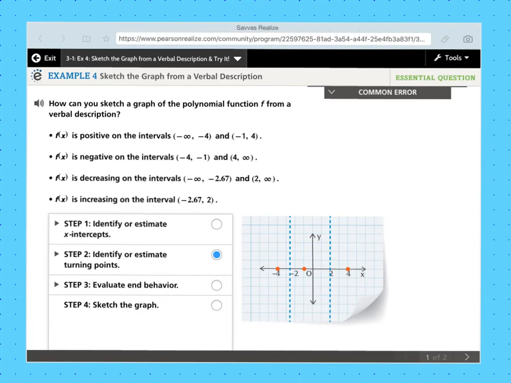So now let's look at the end behavior. Now it's telling me that when x is less than negative 2.67, the function f of x is decreasing, which means over here, as x goes towards negative infinity, y goes up, right? And also, in this interval, when x is greater than 2, when x goes into positive infinity, y decreases accordingly. So my end behavior there should look something like this.